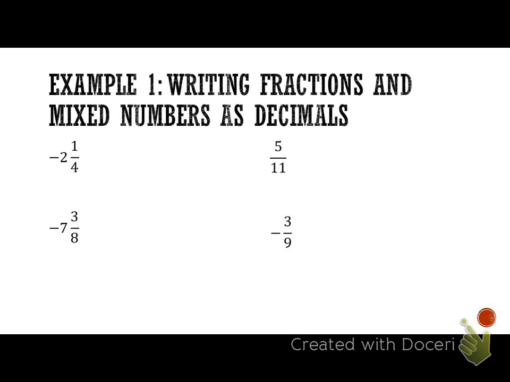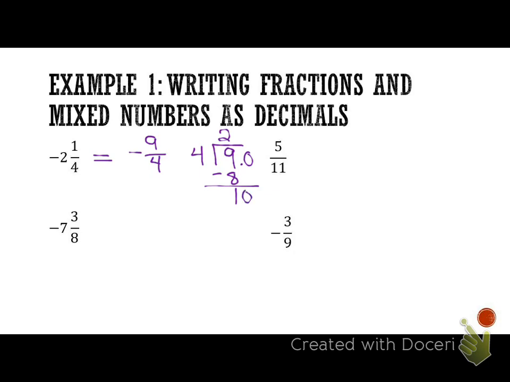-2 1/4, we're still going to stick by what we say about converting mixed numbers to improper fractions. This will convert to -9/4. We know when we're dividing fractions, the numerator goes on the inside and the denominator goes on the outside. Okay? Does 4 go into 9? 2 times. But not evenly when we subtract. So what do we have to put after the 9? A 0. And bring it down.